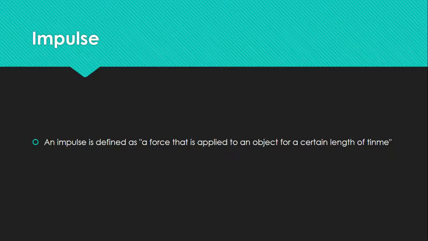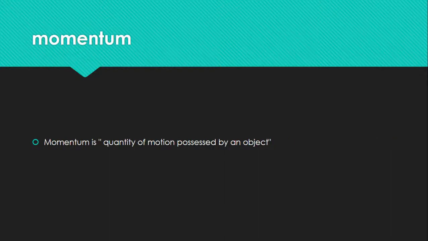Impulse causes a change in momentum. This is mass times velocity. For example, pushing down on a ball when dribbling. To work out an impulse, you must do a sum of the average force times average time. Momentum is defined as the quantity of motion possessed by an object. To work out momentum, you must do a sum of mass times velocity.